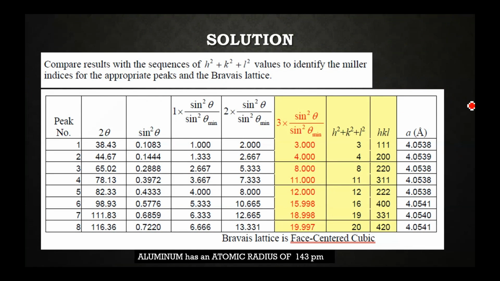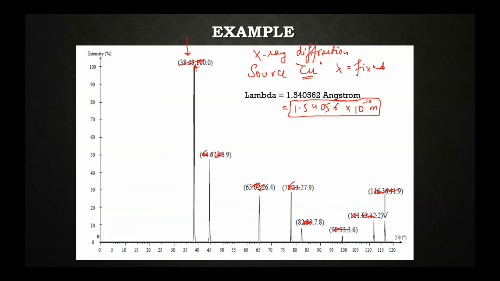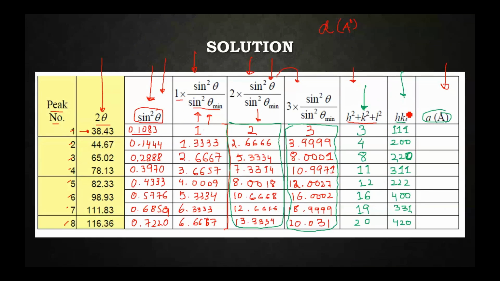What you'll do is that before you find out A, you will have another column for d values in angstrom or nanometers. So you will insert between HKL and A angstrom column another column for d angstrom. And for every peak, 1, 2, 3, 4, you will find out the d values.